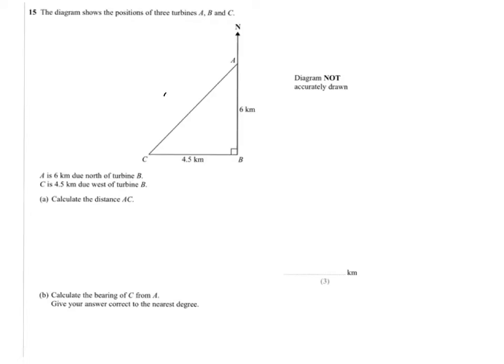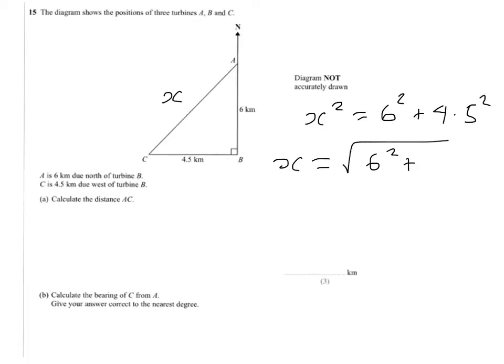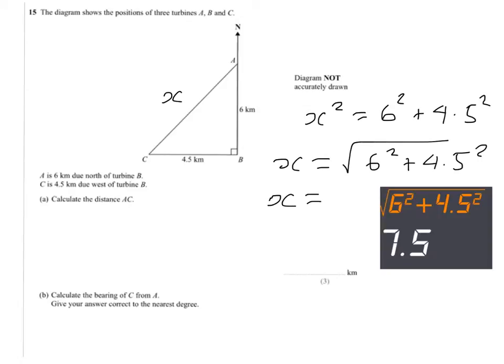So we'll call the side we want to find x. The rule then is that x squared will equal 6 squared plus 4.5 squared. And so we have to solve that equation. We can simply do that by taking the square root of 6 squared plus 4.5 squared. Now that can be done on a calculator easily in one step. So I'll show you how that can be done now. So the answer is 7.5.